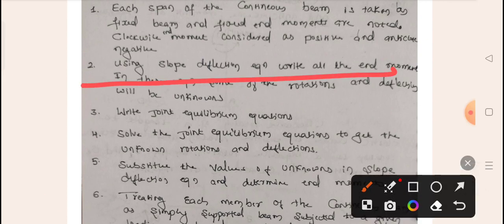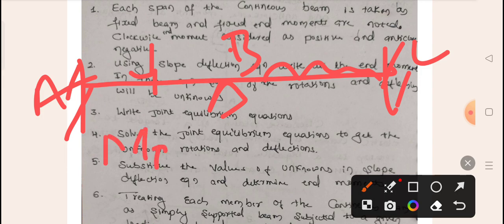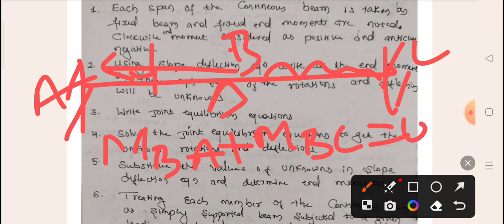So this is the case. If it is the beam, this is A, B, C. This is a point load and this is your joint. Here I am going to apply the joint equilibrium. How can I write joint equilibrium? That is MBA plus MBC is equal to 0.